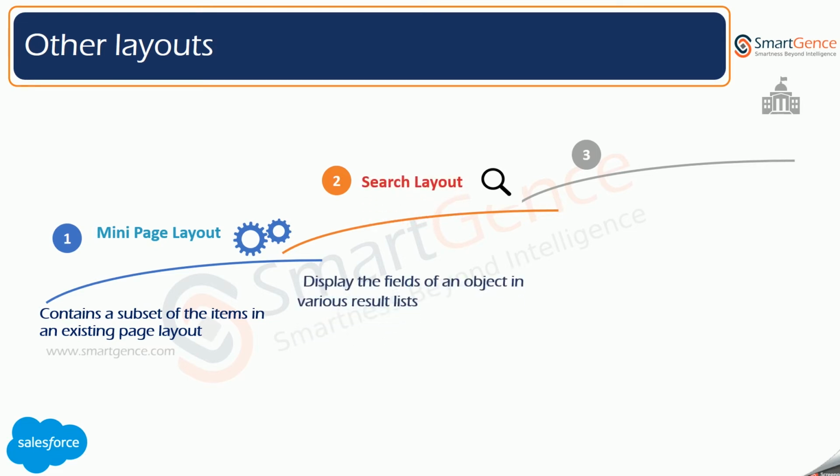Then the search layout is actually when we search in the global search box, it will retrieve the information and show it to us in the page, correct?